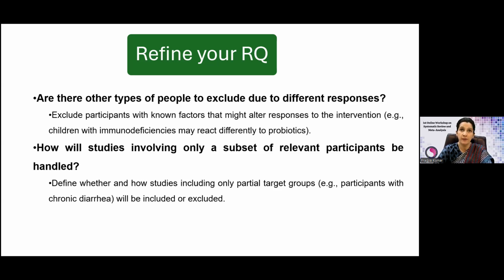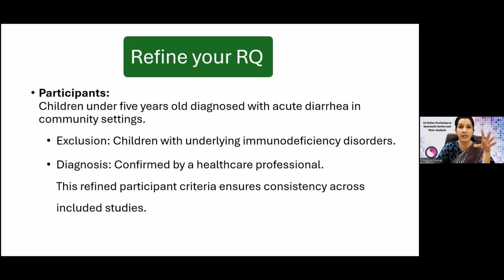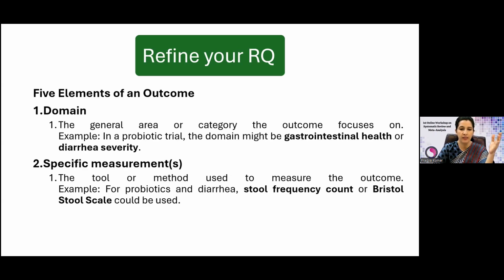Now, are there other types of people to exclude, like I said about the immunodeficient? If the children have immunodeficiencies, are you going to include those studies? Or is there any subgroup or subset analysis done, like the patients with chronic diarrhea? Are you going to exclude those studies where they have done it on chronic diarrhea or not? And in diarrhea also, you have to define whether it is acute watery diarrhea, or antibiotic-associated diarrhea, or osmotic diarrhea. You know, there are a lot of types of diarrhea. So you have to define each and every term. And in the participants also, you have to define, like children with underlying immunodeficiency disorder, you are going to exclude that. And the diagnosis, you have to get it confirmed by your healthcare professionals.